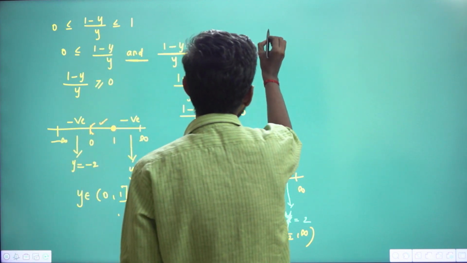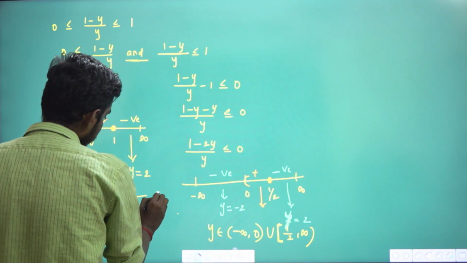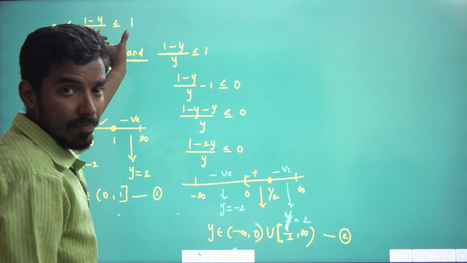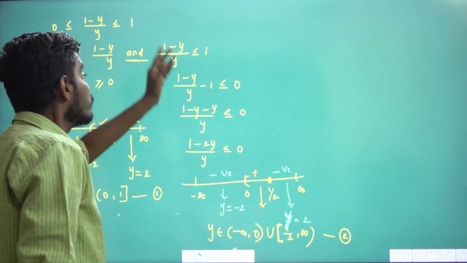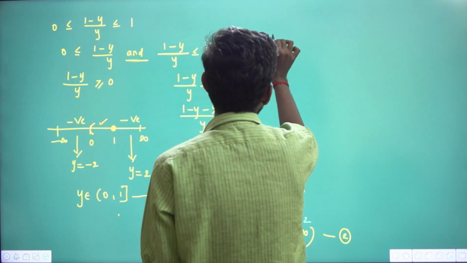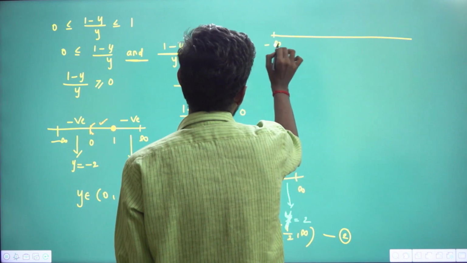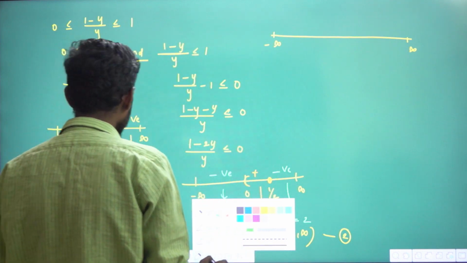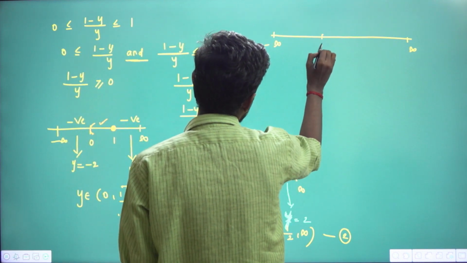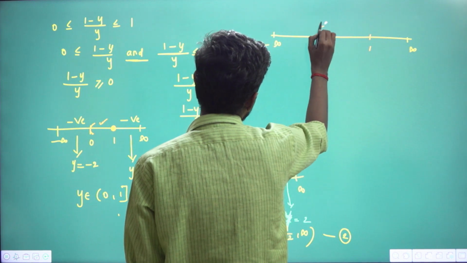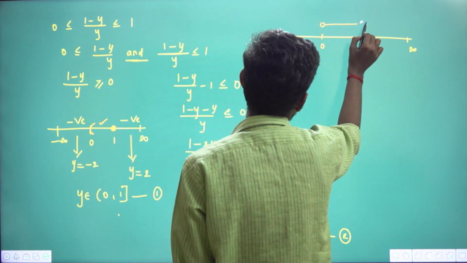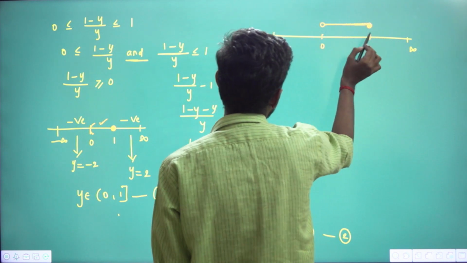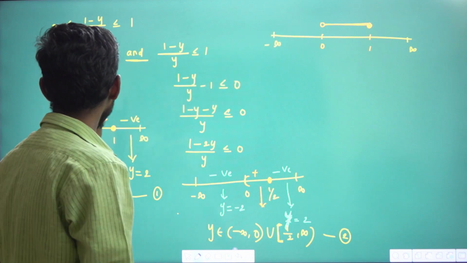Okay. So first you find the intersection of 1 and 2. Let us call this 1 and this 2. Intersection of 1 and 2 is the required value of y. And if you substitute that y, it will be from 0 to 1. So the first condition is 0 to 1, here 0 and here 1. See, 0 is open. So in 0 to 1, all y will satisfy this condition.